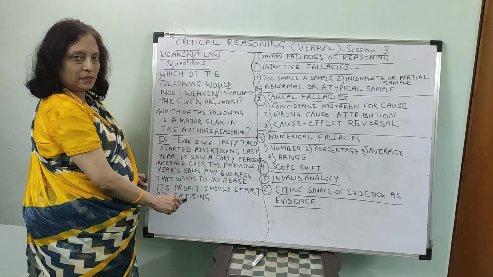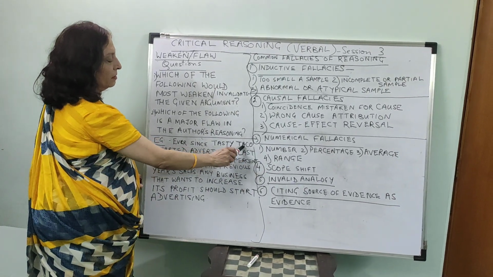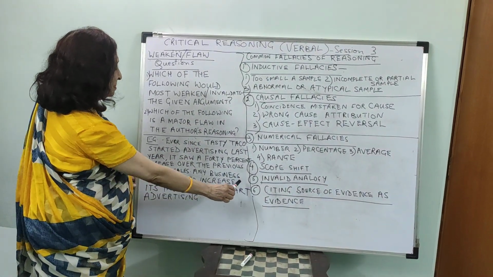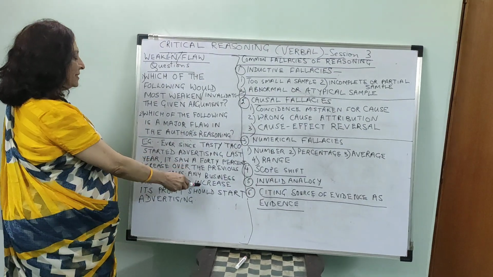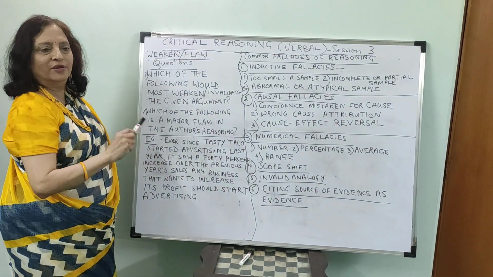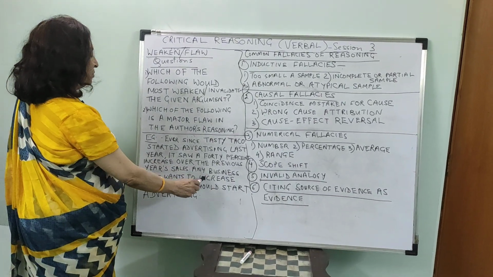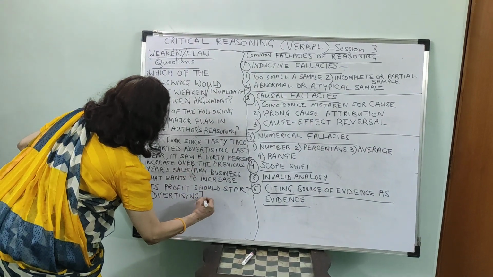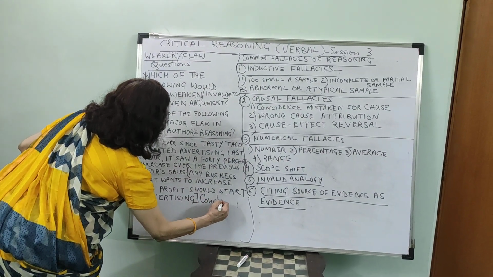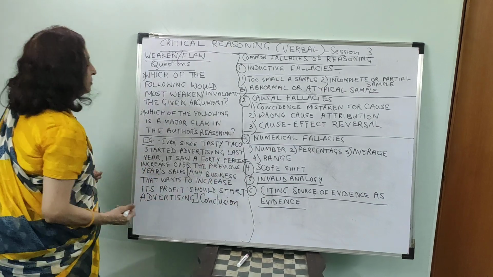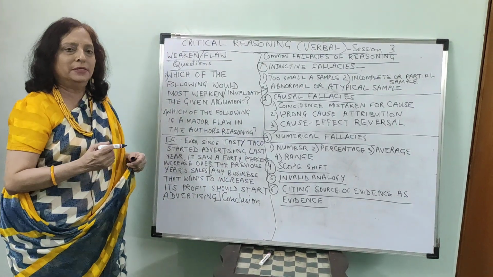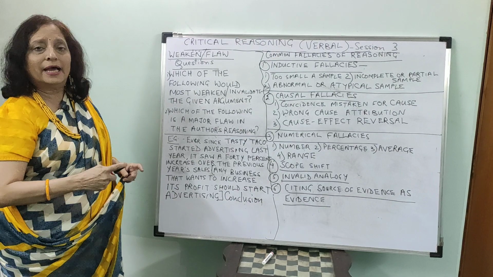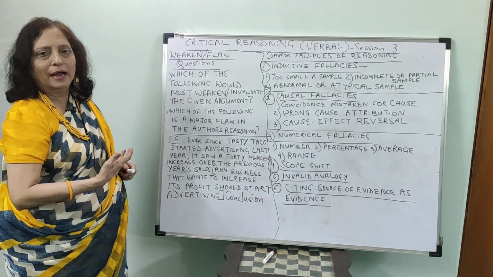So here we have two statements. In one, there is just one name mentioned, so it is very narrow. And in the last sentence, it is saying any business. That means every business. So this is our conclusion, which is covering every business: any business that wants to increase its profit should start advertising. And whatever remains is our evidence. So why is the author saying that any business that wants to profit should start advertising? Because when Tasty Taco started advertising, it saw a great increase in its sales.